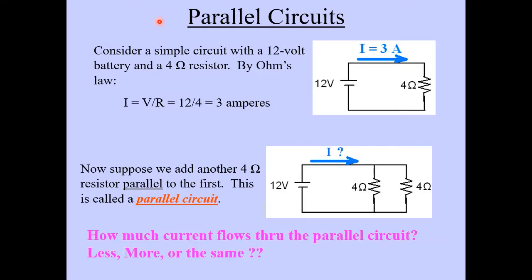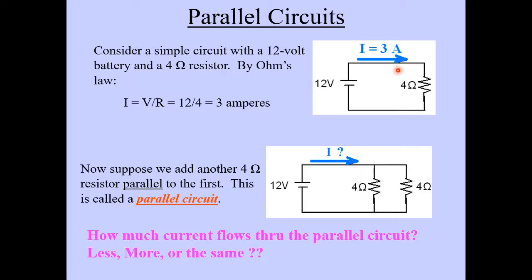Let's now turn to a second type of circuit, which is different than the series circuit. This is called a parallel circuit. Let's start by going back to just a simple circuit here, which is just a single 4 ohm resistance connected to a 12 volt battery. And we can figure out the current here using Ohm's law, I equals V over R. So we have 12 volts divided by 4 ohms is 3 amperes. So I've written the current up here with this arrow.